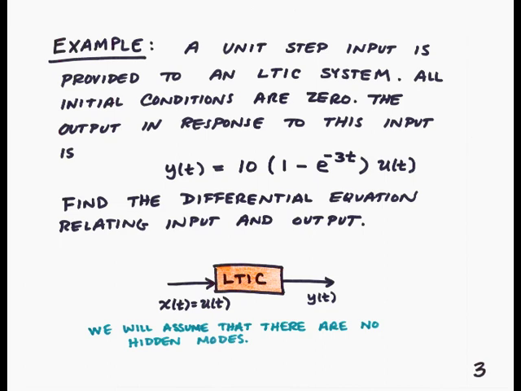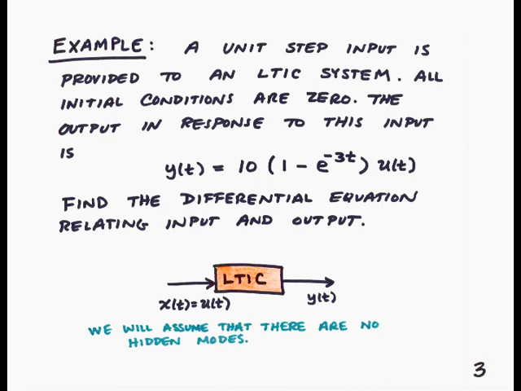So in this last problem, you were given the transfer function, and the goal was to find the differential equation. In this next problem, you're given the input and the output in the time domain, and your goal is to find the differential equation. Again, we'll need to assume that there are no hidden modes because we're only dealing here with inputs and outputs. That is an external system description. So anything internal we can't see from just the inputs and outputs. Let's look at the specific problem.